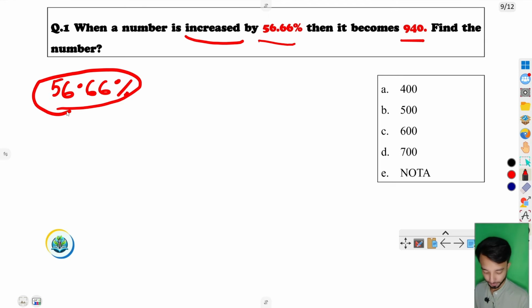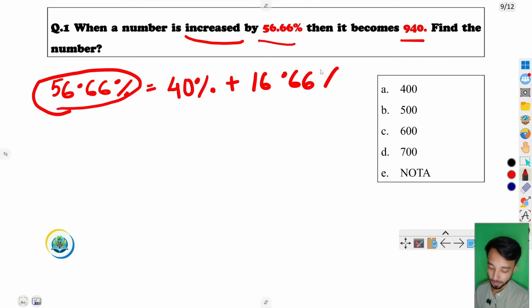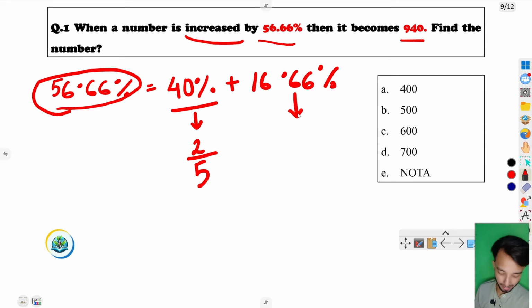Do we know the value of 56.66? You will say no, we don't know the value of 56.66, but we know the value of 40%, plus we know the value of 16.66%. Last time we discussed the value of 40% to be 2 by 5, right? We also discussed the value of 16.66% to be 1 by 6. Is this clear? If you find this hard, I have one more technique.